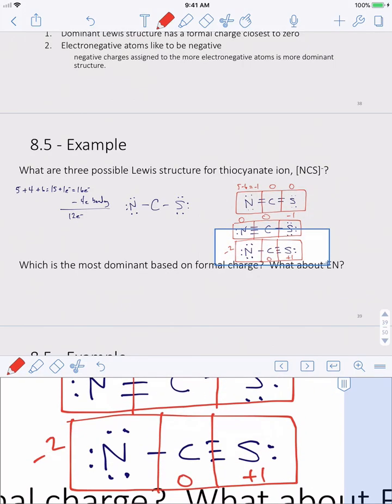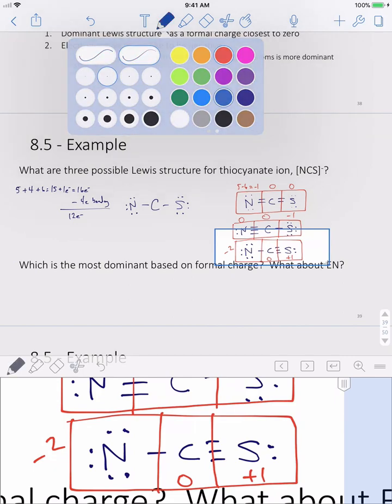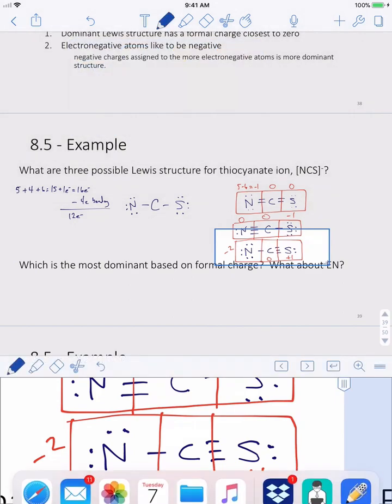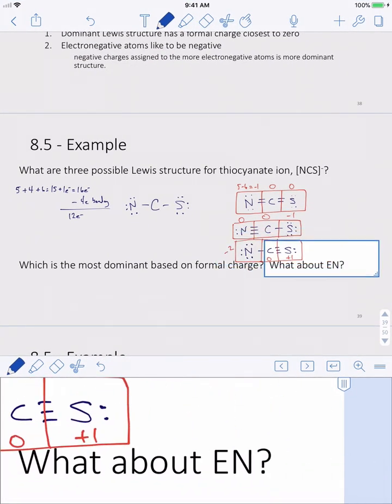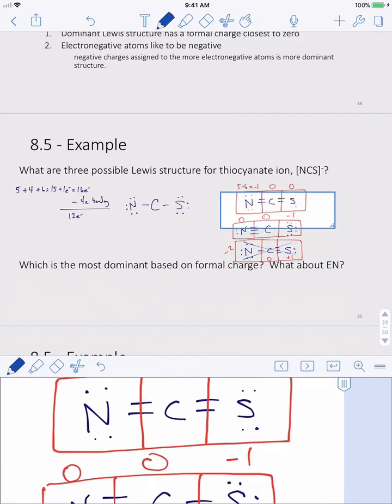Well, that gets rid of the third option here. We have a 2 minus and a 1 plus. This is not the most minimal formal charge, so we're just going to cross that out. So this is not the option here. Now we have to decide between these two.